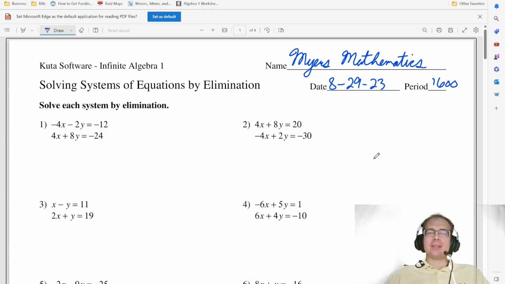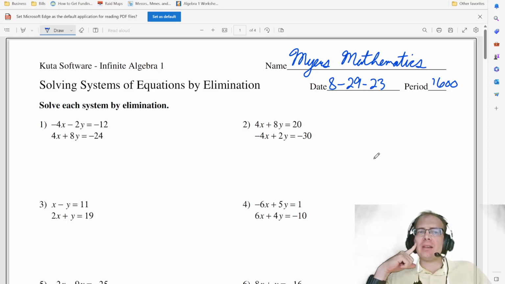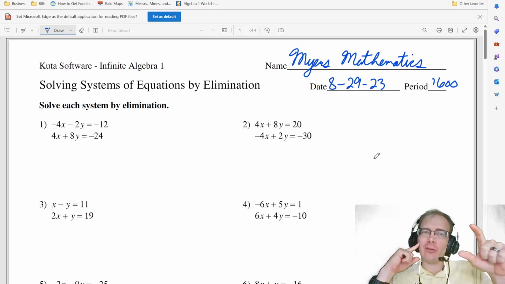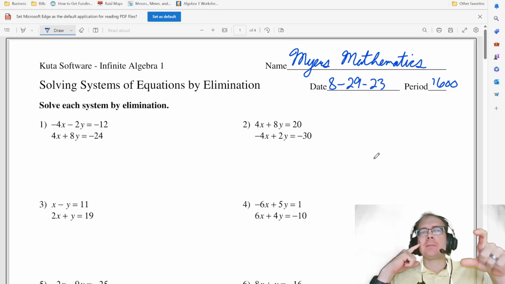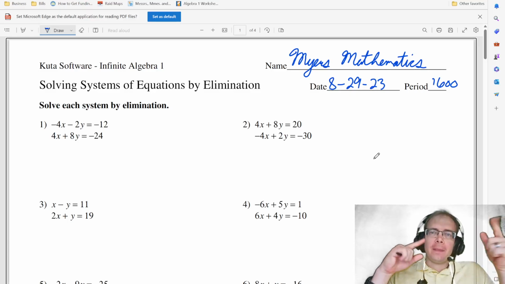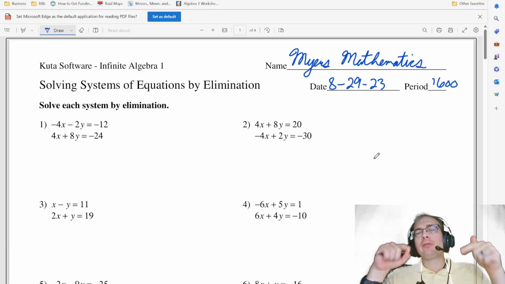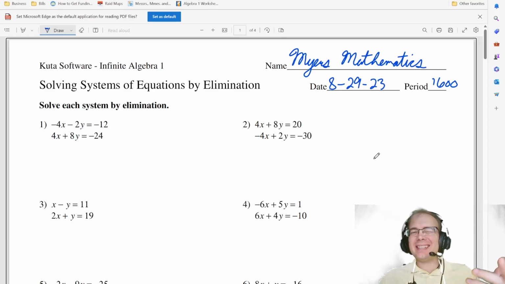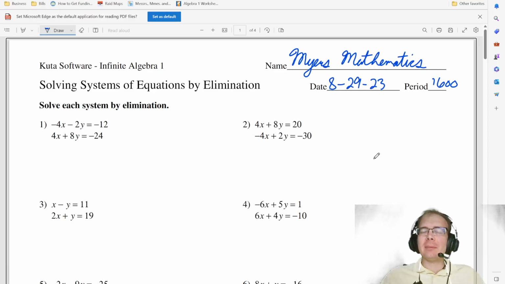Right. Hey guys, Mr. Kyle, Myers Mathematics, and let's just jump right back on into it because we're going to do the second half of this worksheet. We did the first half last week, and then we're doing this half this week. Because it's systems, it takes a long time to do, so I wanted to chop it up so the video wouldn't be insanely long. We have it chopped up. So I'm going to do the second half.